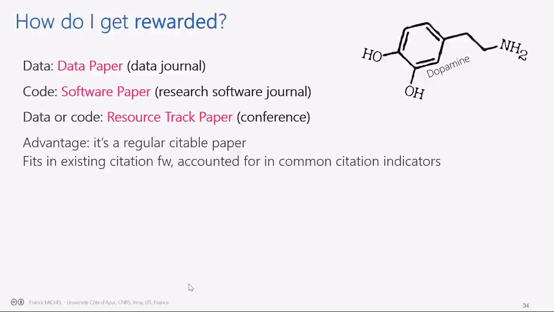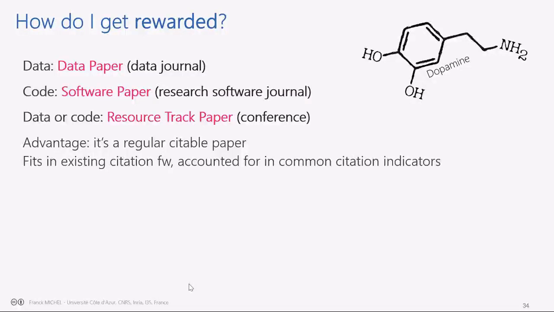Same thing for the software. It's more rare now, but there starts to be some research software journals where you can publish a software paper. That's the same idea. In conferences, more and more commonly, you can find resource track papers. The resource track is typically where you will publish an article about a resource. A resource could be a data set that you have compiled, or a software that you think will be useful for a larger community.